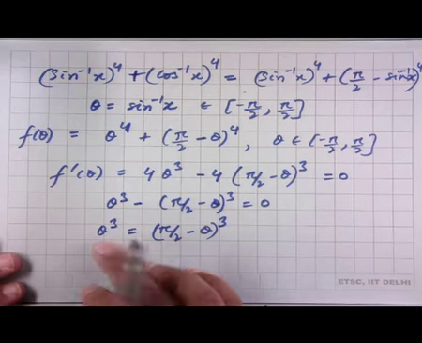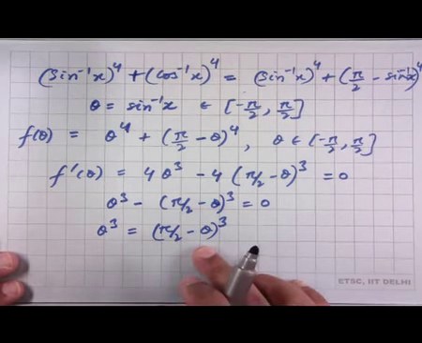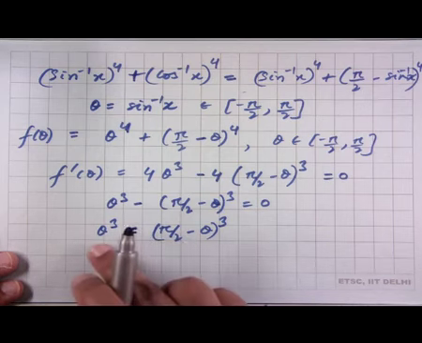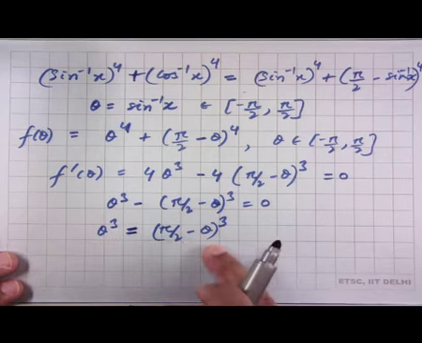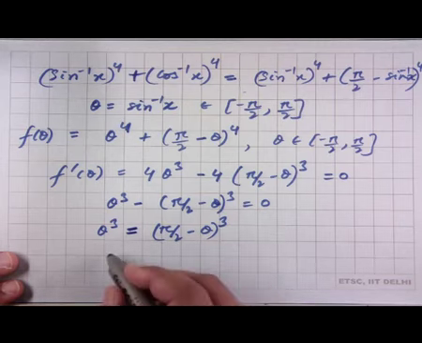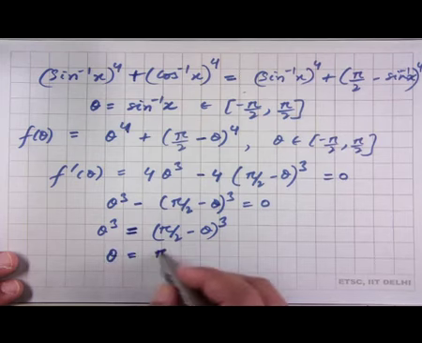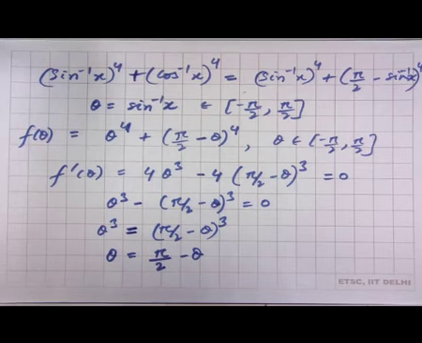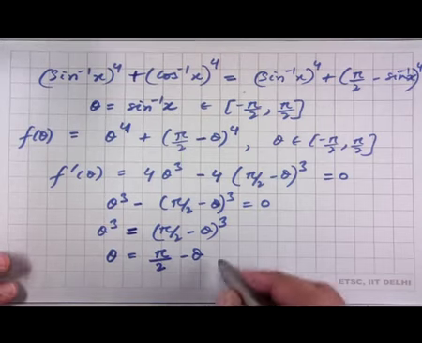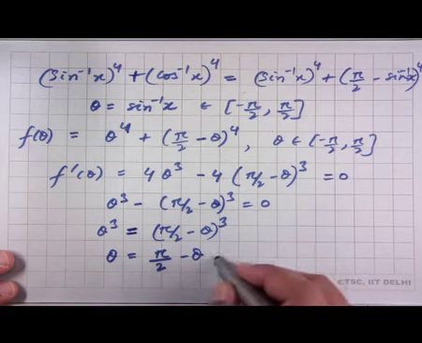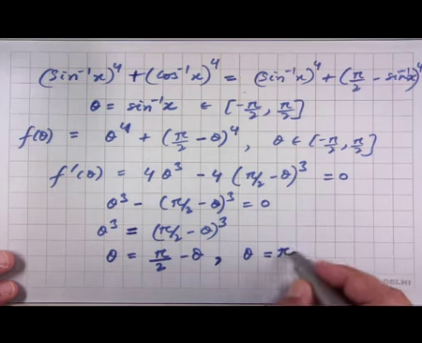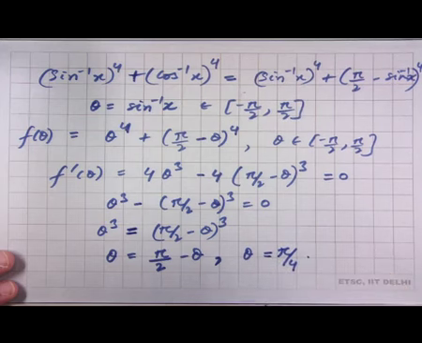Now, since both theta and pi by 2 minus theta are real, the only real solution to this particular equation is that theta is equal to pi by 2 minus theta, which implies that there is an extremum point at theta equal to pi over 4.